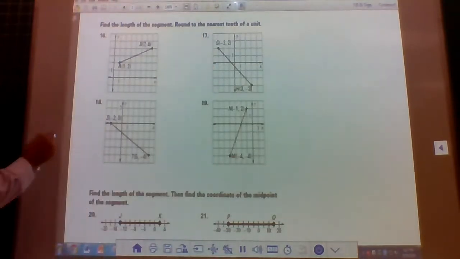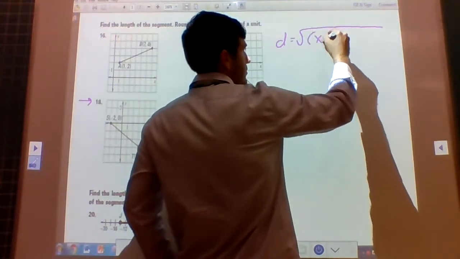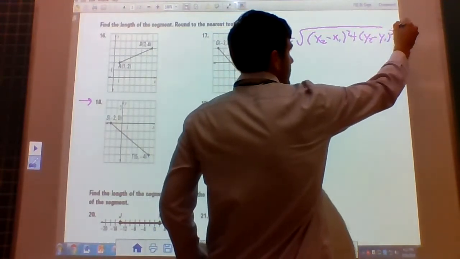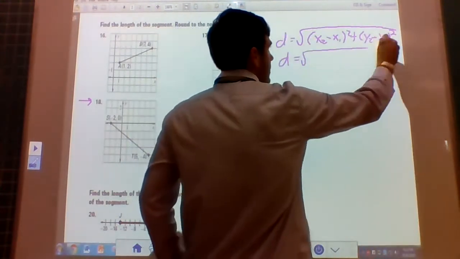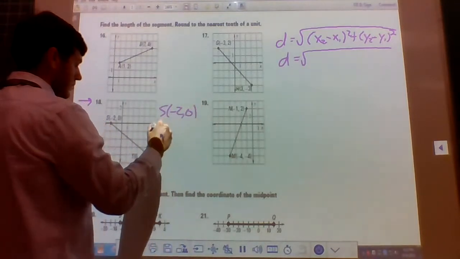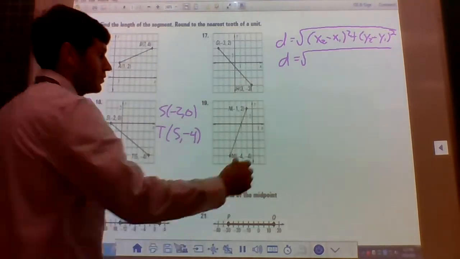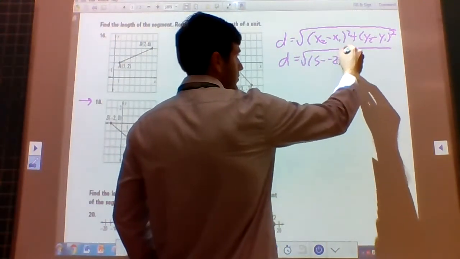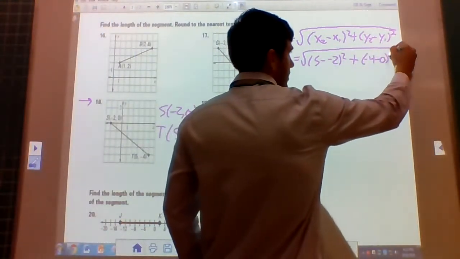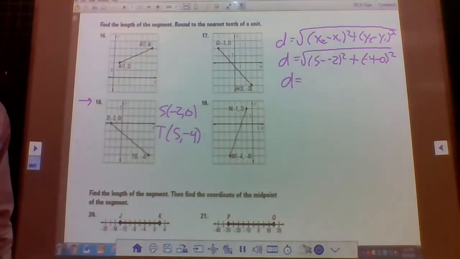Let's do the next one. 18, so we have our distance formula. Distance equals the square root of x2 minus x1 squared plus y2 minus y1 squared. Okay, the two x values here are negative 2 and 5. Doesn't matter which order you put them in, negative 2 minus 5 or 5 minus negative 2. So we have 5 minus negative 2 squared plus the two y values, negative 4 minus 0 squared. Okay. And from there, you can just put that in the calculator. That's fine. Get an answer, get a decimal, round it to the nearest tenth.